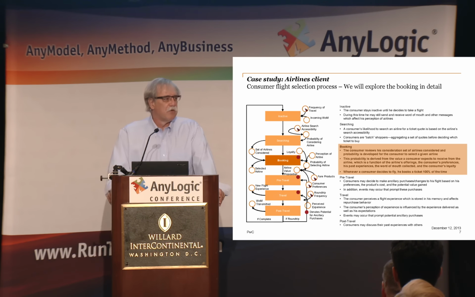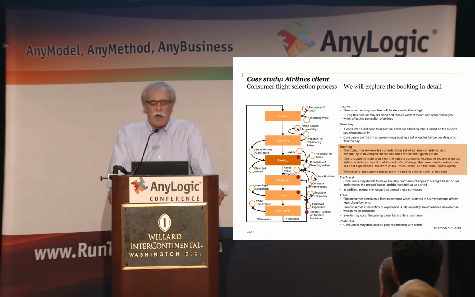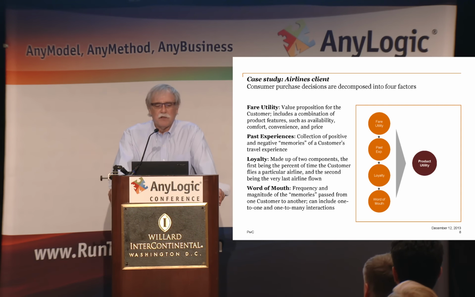Here's where the guts of the model, I think, really begin to be realized. It's a representation of the consumer choice process that we believed characterized people's decision-making in terms of what airline they would buy. And there are a number of factors that would go into that choice process. One would be what we would call the fare utility, the value proposition for the airline. These would be various product features such as availability of the flight. Did they have a flight when you wanted to go? How comfortable it is, convenience, and price.